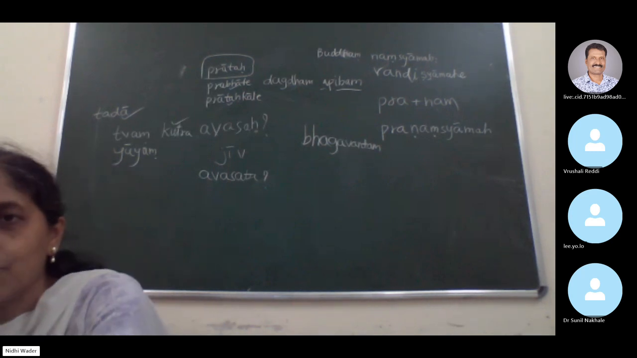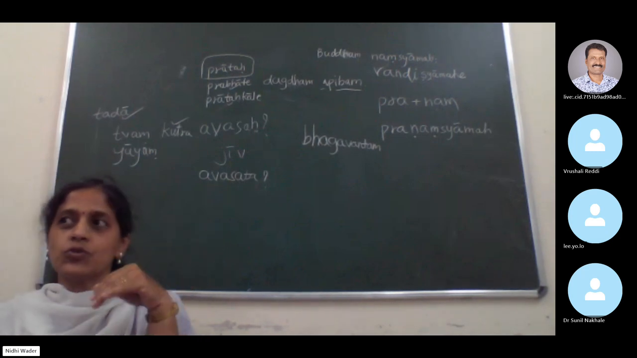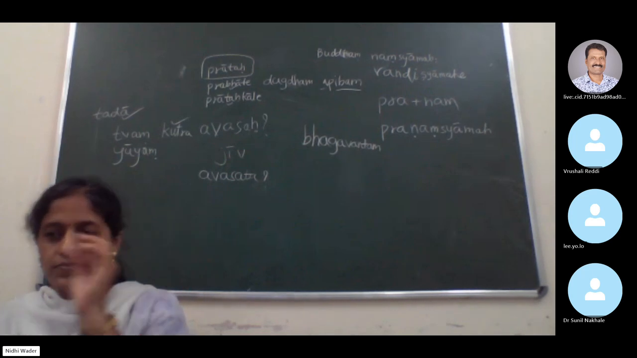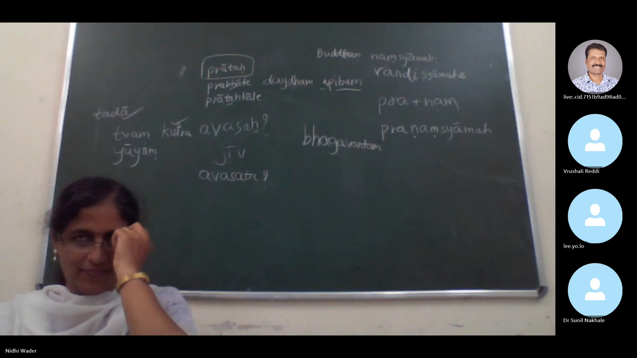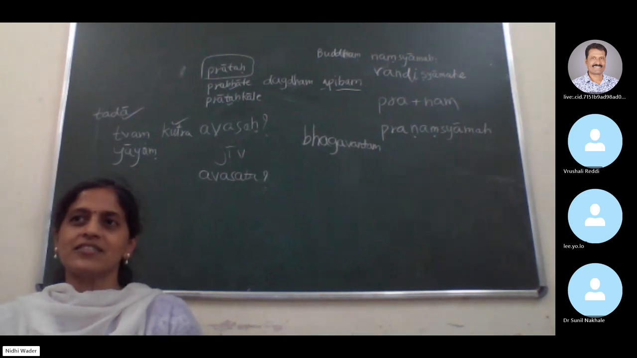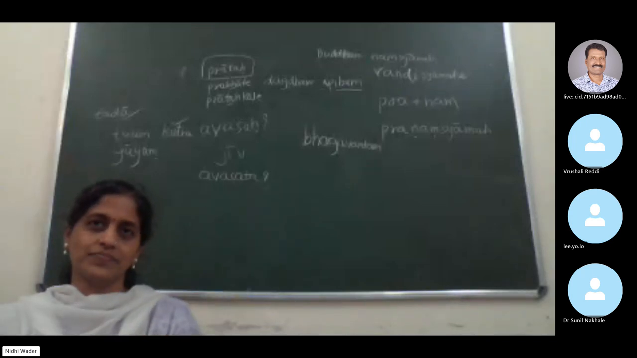Next exercise. We have finished practicing from English to Sanskrit. Now we have to practice from Sanskrit to English. Both ways, na? Translation will be both ways. Check your syllabus. It's written in that syllabus. Translation both ways, English to Sanskrit and Sanskrit to English, is your syllabus.